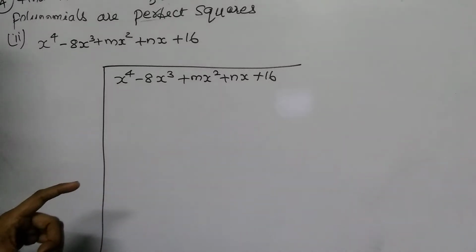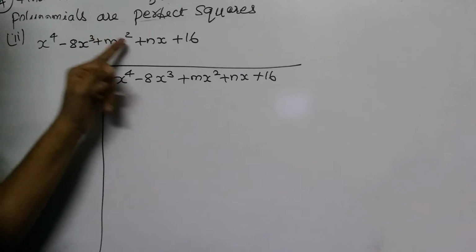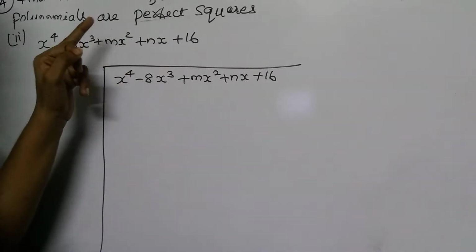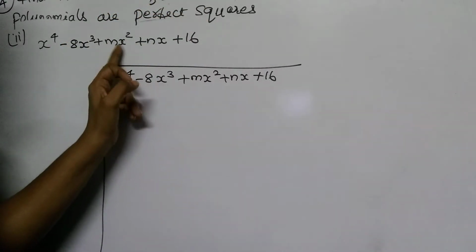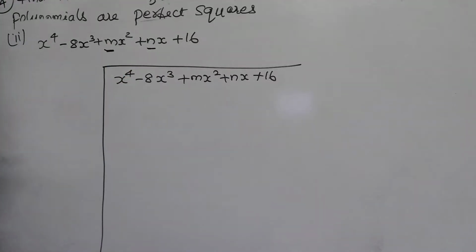Into the next sum, 3.8, fourth Roman letter, second sum. Given it is a perfect square, find the unknown values m and n in this. Here the x square term is m, the x term is n. Find that m and n.